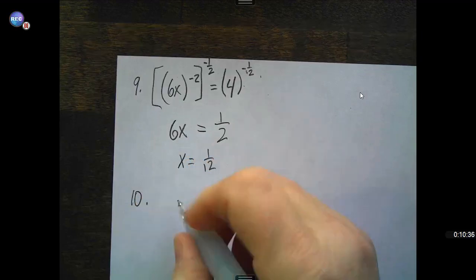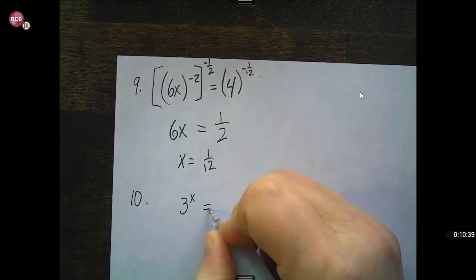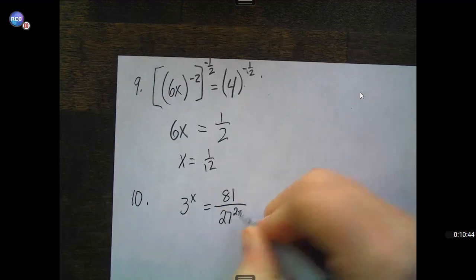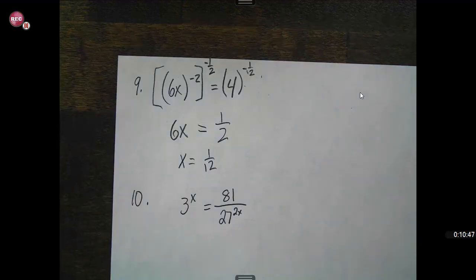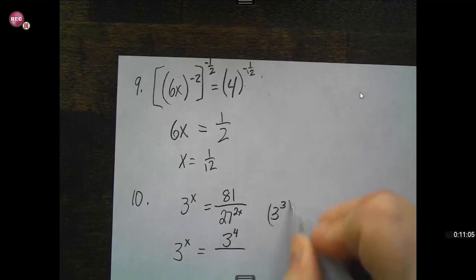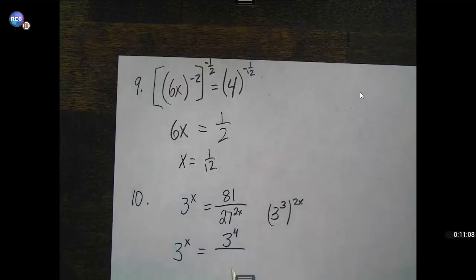Number 10 has 3 to the x equals 81 over 27 to the 2x. So the exponent here is a variable. So this is where I need to try to match the bases. And if I can't do that, I use the natural logs, but I can match the bases. Everything goes to 3. 3 to the x equals 81 is 3 to the 4th, and 27 is 3 to the 3rd, but that's being raised to the 2x power. So that's 3 to the 2x. And then, I'm sorry, 3 to the 6x.